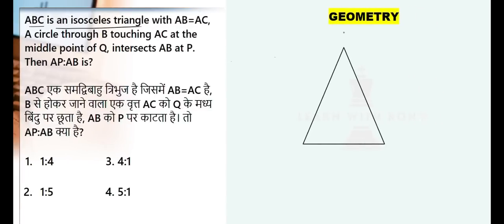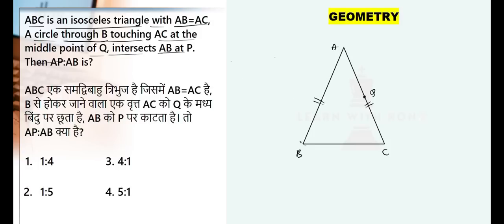Next question. See this one, ABC is an isosceles triangle, with AB equals AC. They said this side is equal to this side. A circle through B and touching AC at the middle point Q, meaning the circle is passing through Q, intersects AB at P. It also intersects AB at P.